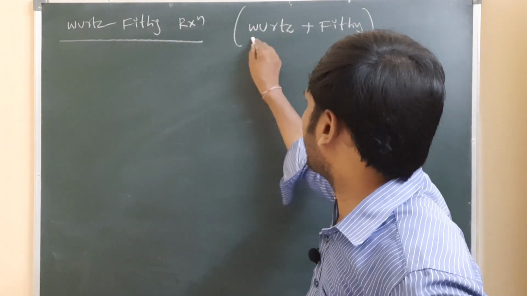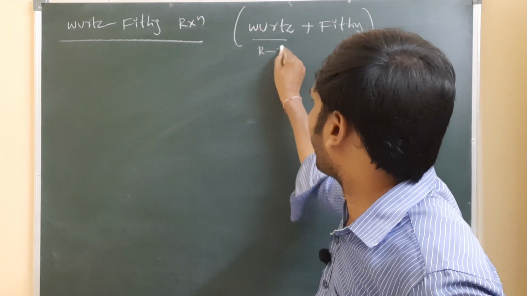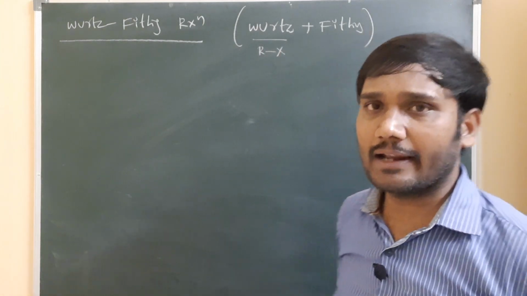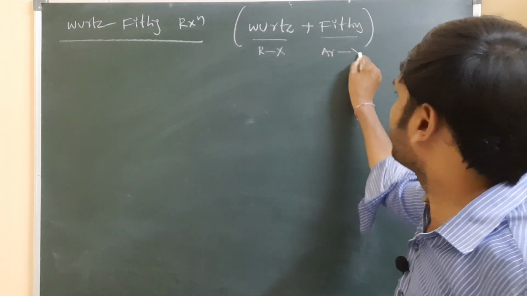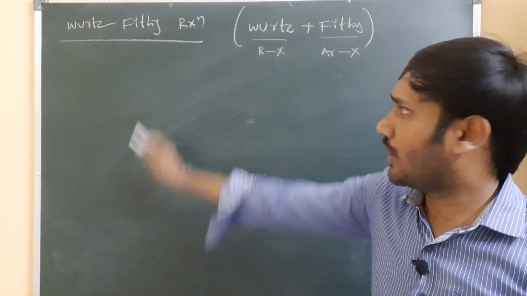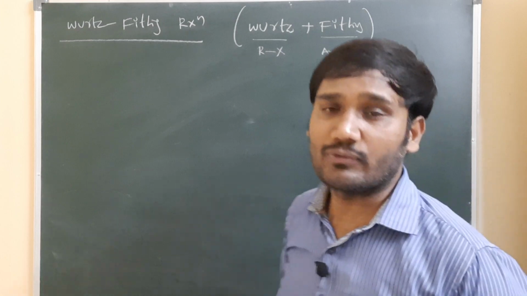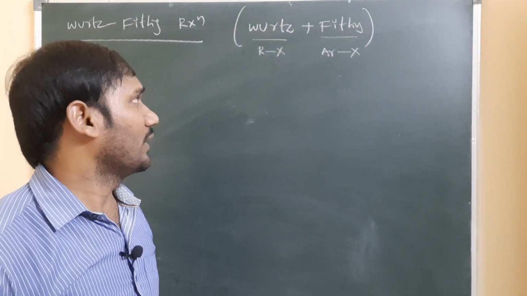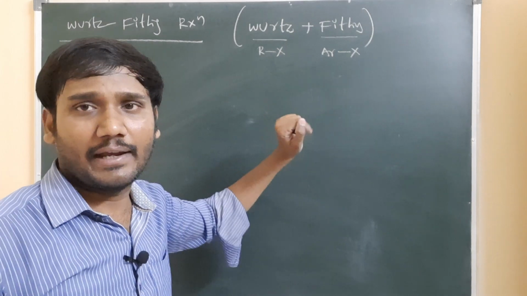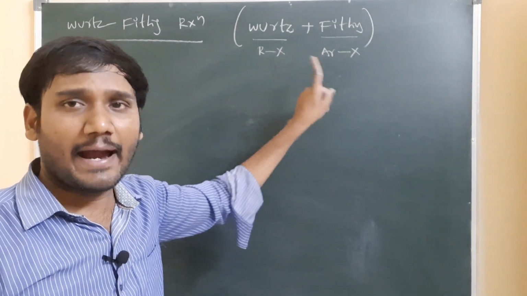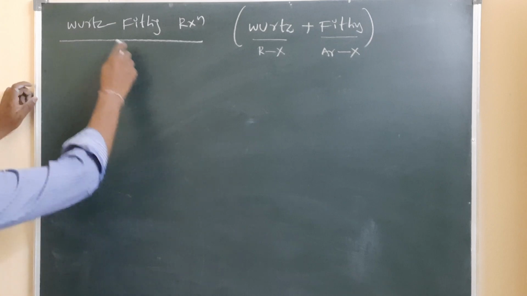We discussed that. In the Wurtz reaction, we take the alkyl halide. In the Fittig reaction, we take the aryl halide. So now we are going to discuss the Wurtz-Fittig reaction. In the Wurtz-Fittig reaction, alkyl halides interact with aryl halides in the presence of sodium and dry ether.